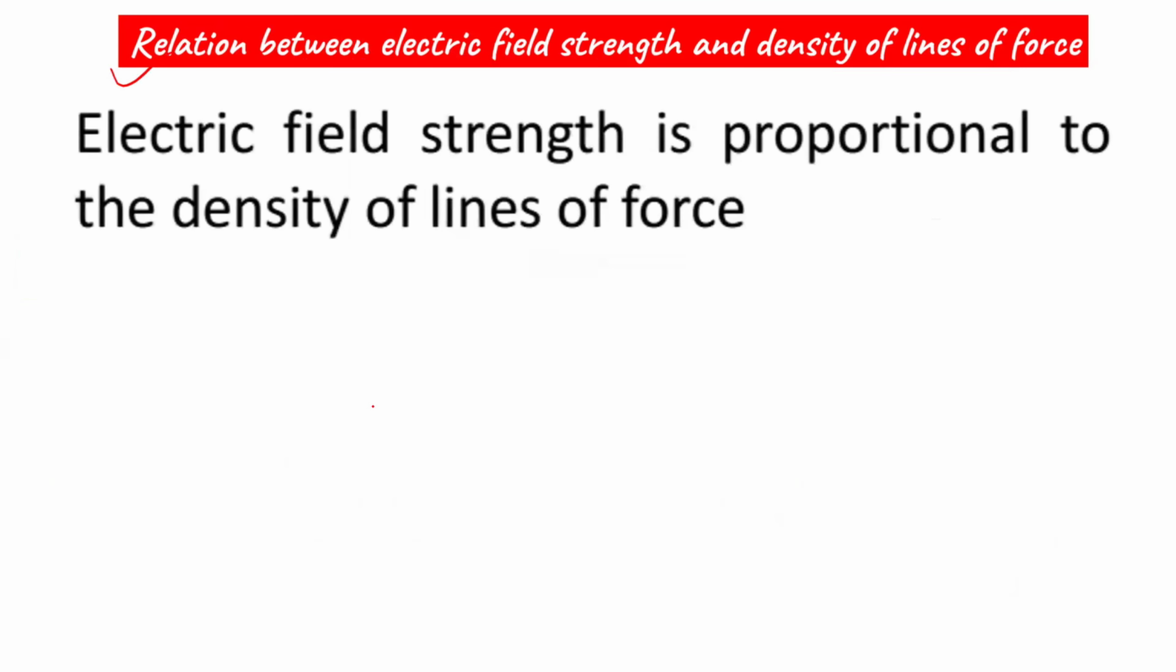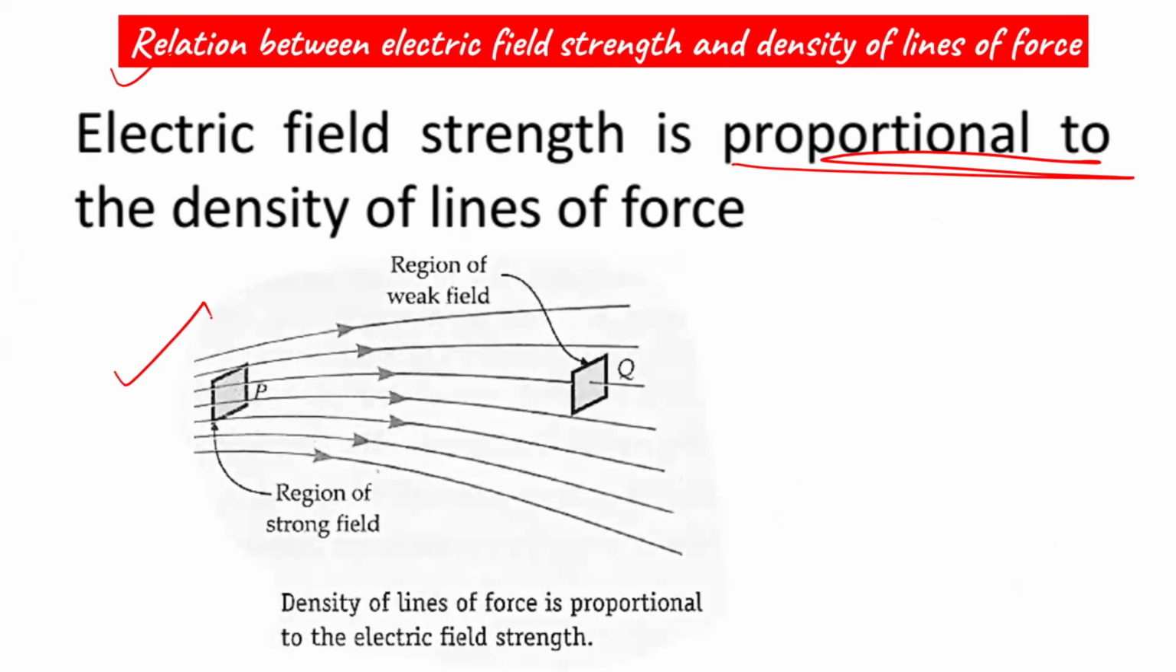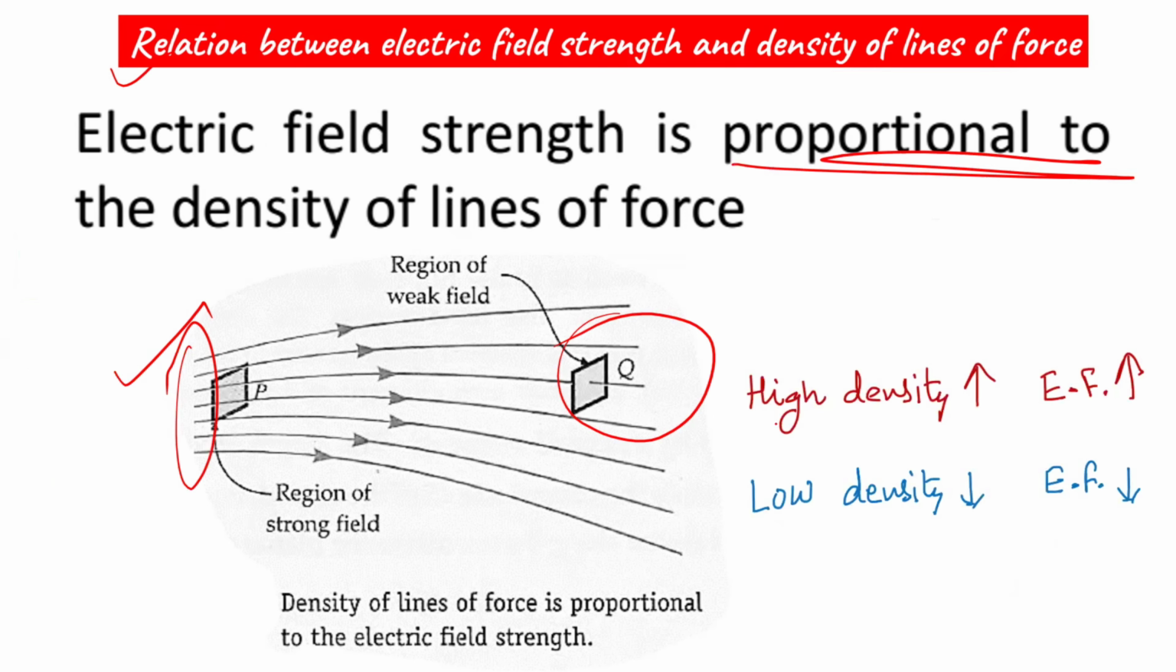Now, the relation between electric field strength and density of lines of force. Electric field strength is proportional to the density of lines of force. As you can see in this diagram, here the lines are close together and here they are far apart. So this region is a weak field, but here the field is strong. High density means high electric field and low density means low electric field.